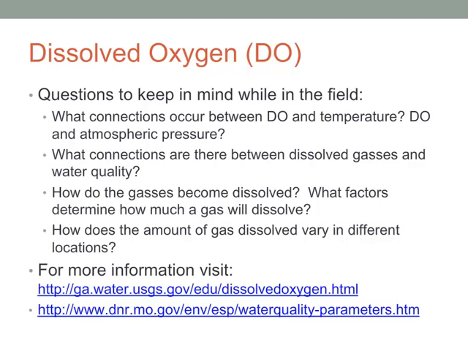When you're measuring dissolved oxygen, here are a few questions you need to keep in mind about it. What connections occur between the dissolved oxygen and the temperature? And what about between the dissolved oxygen and the atmospheric pressure? What connections are there between dissolved gases and water quality? How does it affect the life? How do these gases even become dissolved? And what factors influence that? And how does the amount of gas dissolved vary in different locations? And what does that mean in terms of the life?